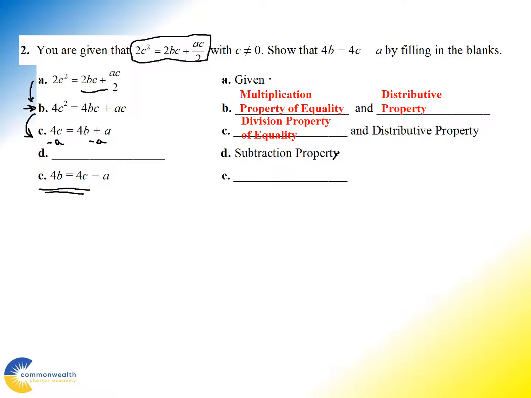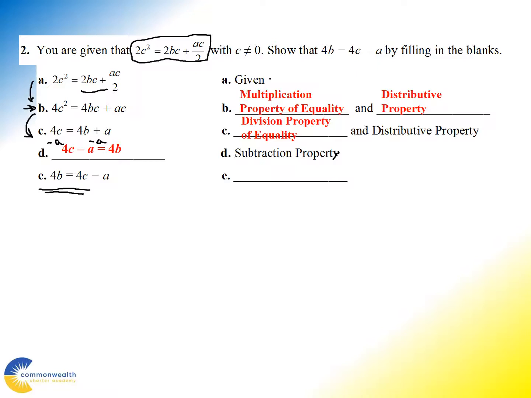I could see myself getting there because I can see I have 4C minus A on the left equaling 4B on the right. So if I'm going to subtract anything to move towards what I have written in E, then I'm going to be subtracting A from both sides. So I end up with 4C minus A equals 4B.